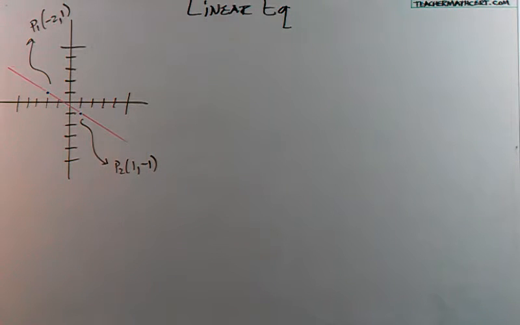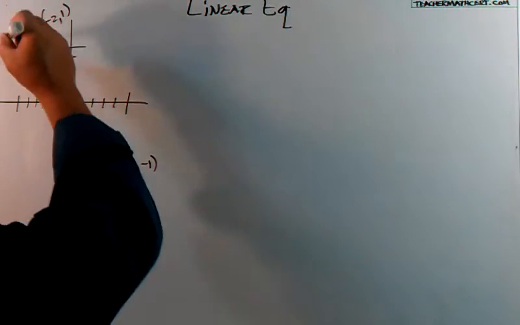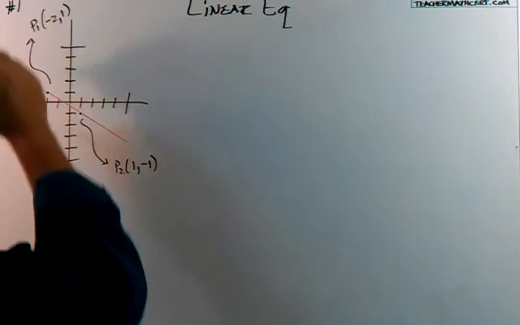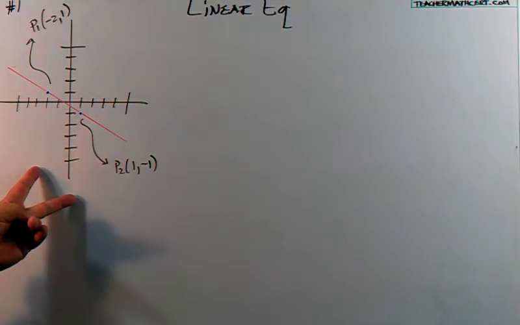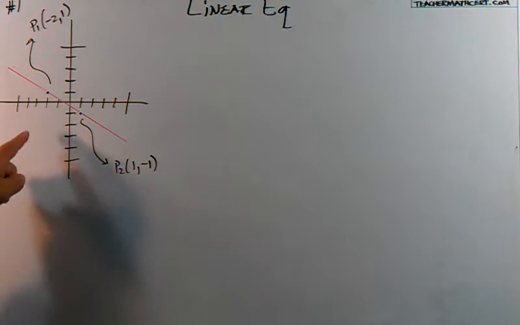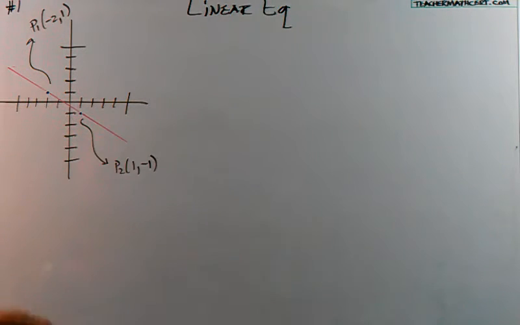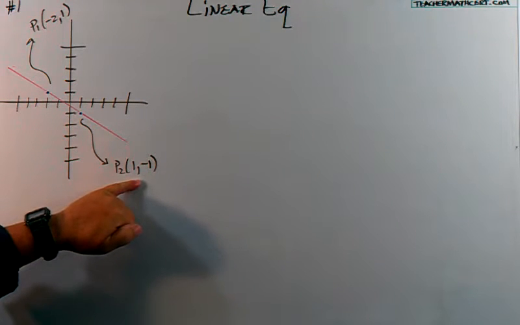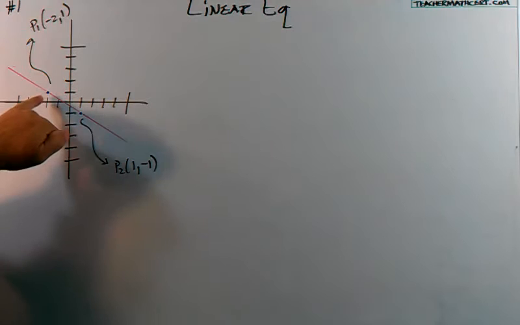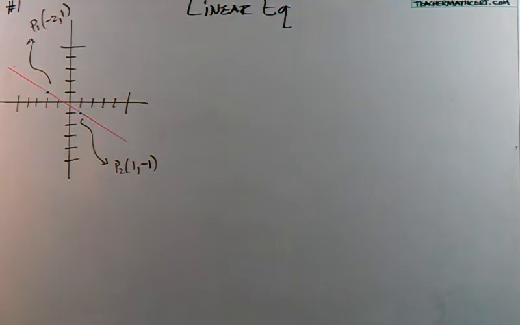To linear equations, example number 1. This is going to be the first type of problem you're going to see on the test. They're going to give you 2 points. It's going to be a graph. They're not going to give you the coordinates written like this. It's just going to be 2 points, and you're going to have to come up with the coordinates yourself.